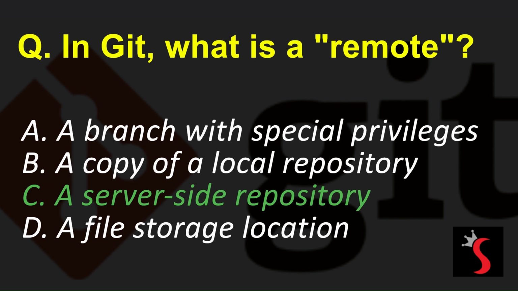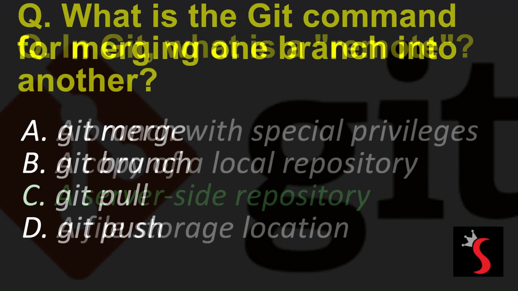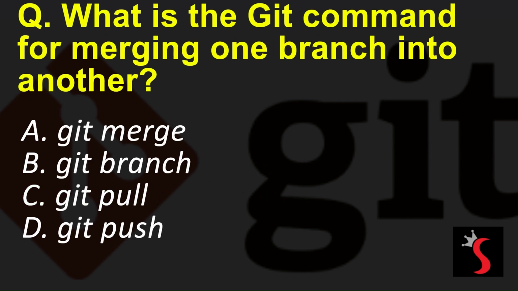What is the Git command for merging one branch into another? A. Git merge. B. Git branch. C. Git pull. D. Git push.